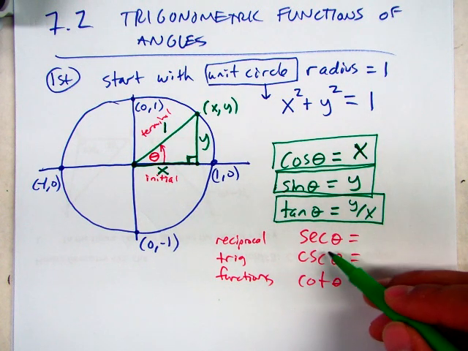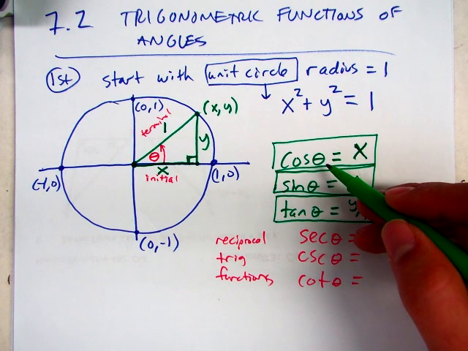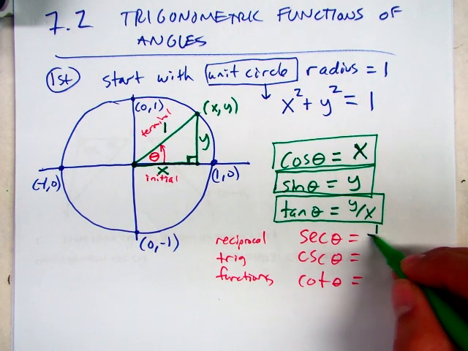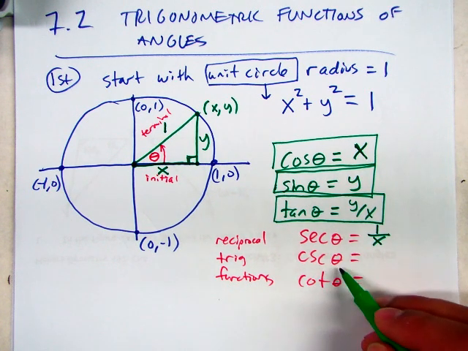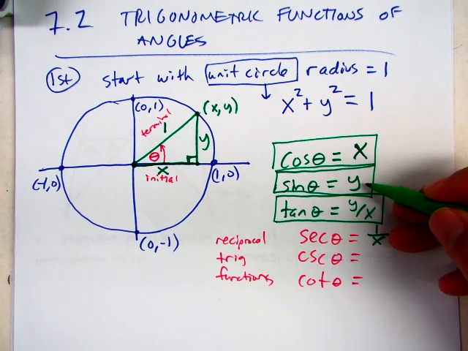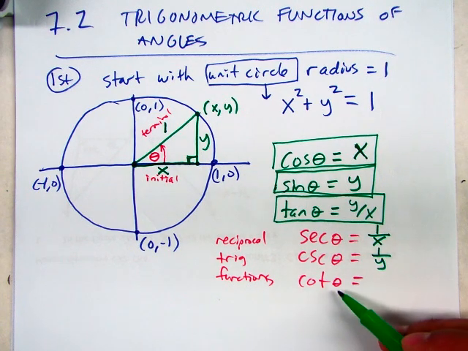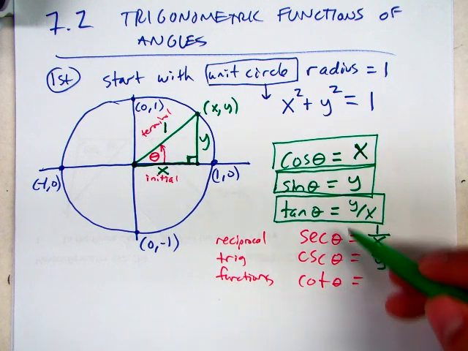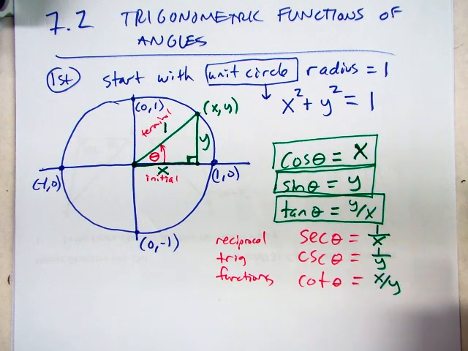Secant is the reciprocal of cosine. So we're going to say it's 1 over x. Okay? This is just a definition. Cosecant is the reciprocal of sine. So the reciprocal of y is 1 over y. This is the one that does make sense. Cotangent and tangent are reciprocals. So that's going to be x over y.